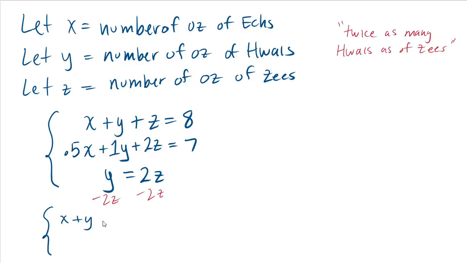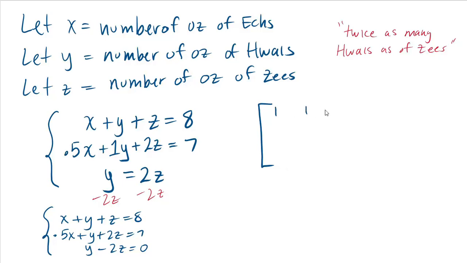First equation stays the same, x plus y plus z equals 8. Second equation is still 0.5x plus y plus 2z equals 7. I've now dropped the unnecessary 1, although we're going to bring it back for the matrix representation. And the last equation is y minus 2z equals 0. We now represent that with a matrix: 1, 1, 1, 8; 0.5, 1, 2, 7; and 0, 1, negative 2, 0. We're ready to put this into the calculator.